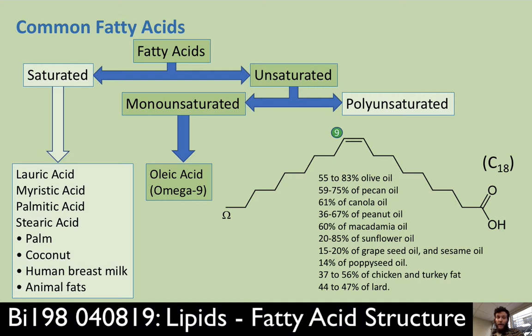Pecans are also really high in oleic acid. I don't know if anyone eats a lot of pecans. They're kind of expensive, but really good for you. Canola, peanut, macadamia, sunflower, grape, poppy seed. Okay, those are some vegetable sources. For the animal sources of oleic acid, there's poultry and a not insignificant amount of oleic acid found in lard.